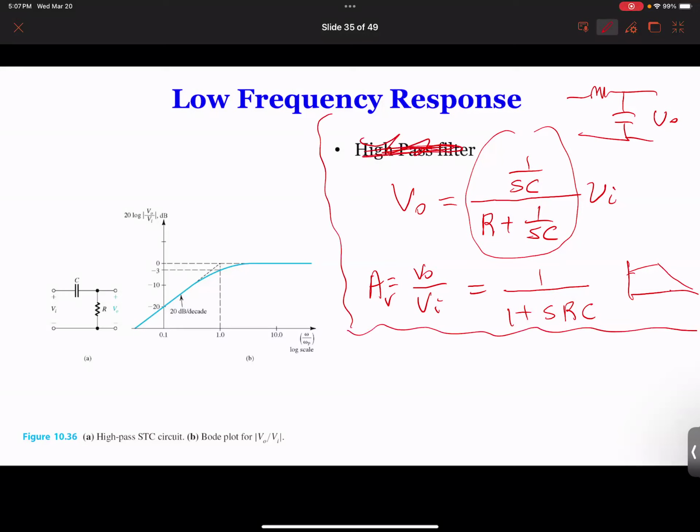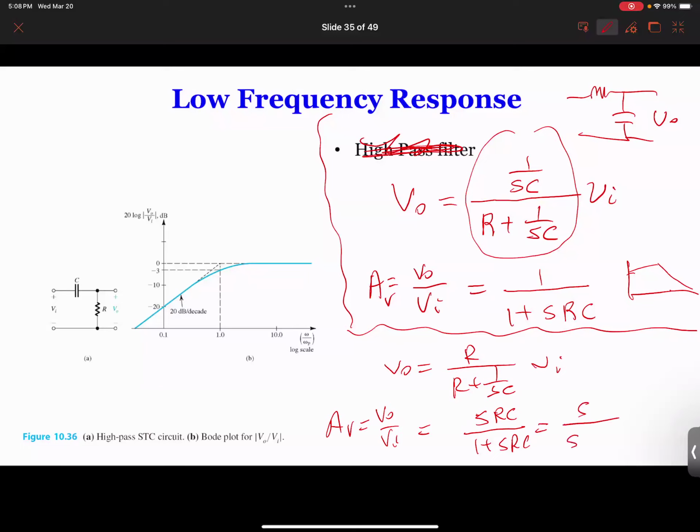So this is the low pass filter, and we write it this way. So for high pass, let's write it. We can have VO equal to R over R plus 1 over SC. Then AV equals VO over VI, and we can multiply SC in both the numerator and the denominator. We get SRC over 1 plus SRC. Then we can divide by RC on both sides, and we get S over S plus 1 over RC.